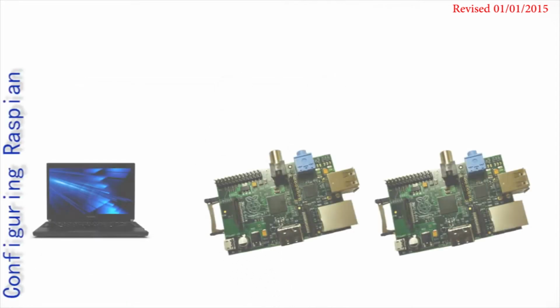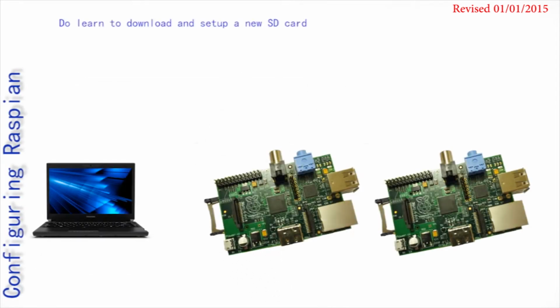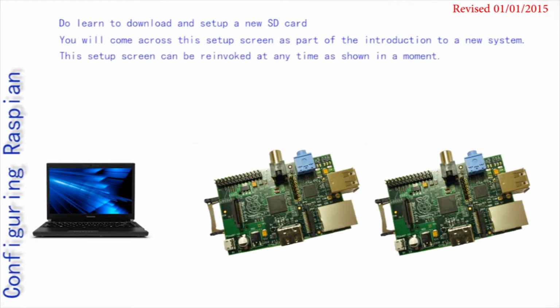If you've not downloaded and copied a brand new Raspbian operating system onto an SD card and installed it into your Pi before, then I suggest you do. It's a useful skill and has been covered in a previous video. As part of the setup process, you're presented with a series of questions that help to configure the Pi. This help screen can be re-invoked at any time to change the settings to suit our requirements.